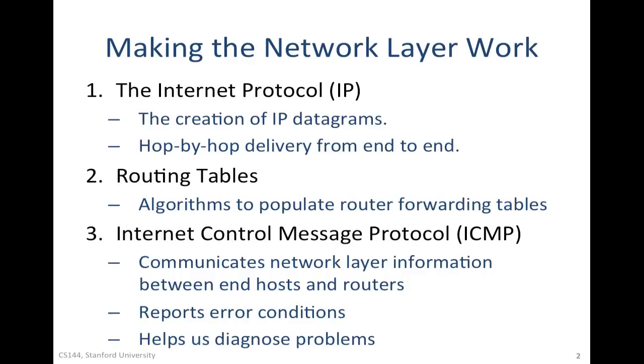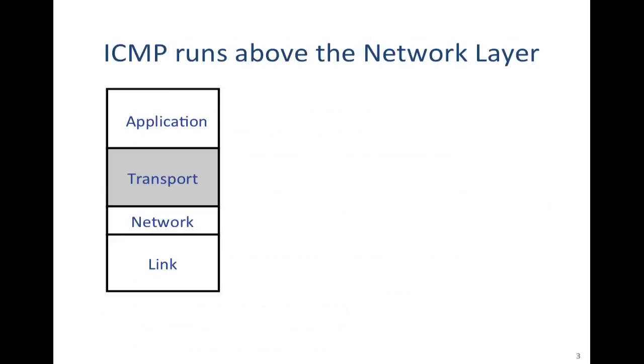The third mechanism, which is the purpose of this video, is ICMP, or the Internet Control Message Protocol. ICMP helps communicate information about the network layer between the end hosts and the routers. And I'm going to show you a couple of examples of those in a minute. It's typically used to report error conditions and helps us diagnose problems, figure out the path taken by packets, and so on. Okay, ICMP runs above the network layer, and so strictly speaking, it's a transport layer protocol.